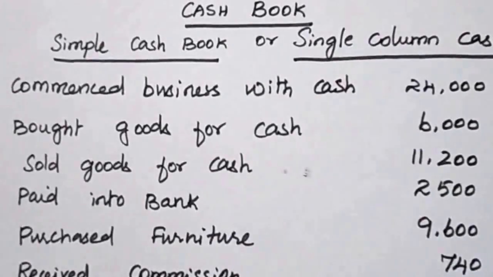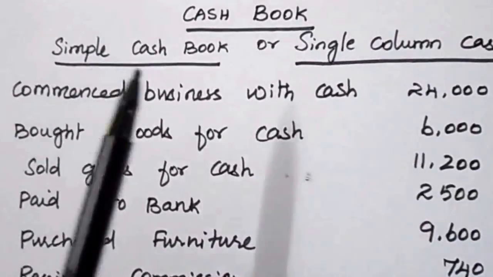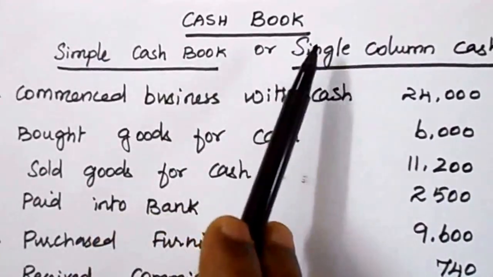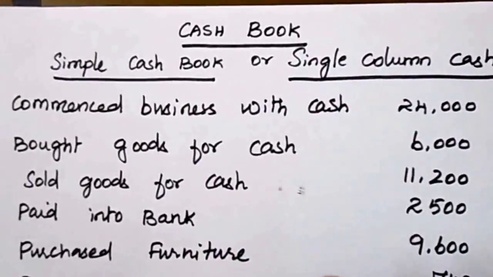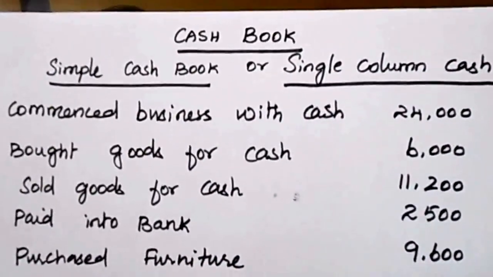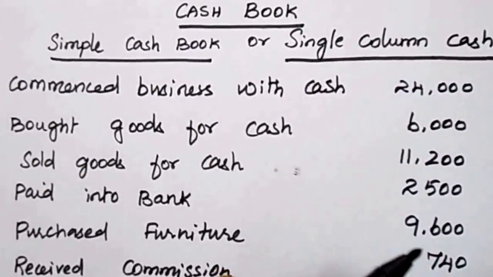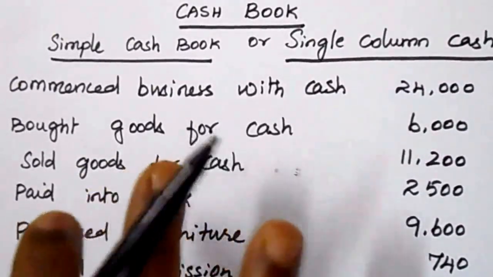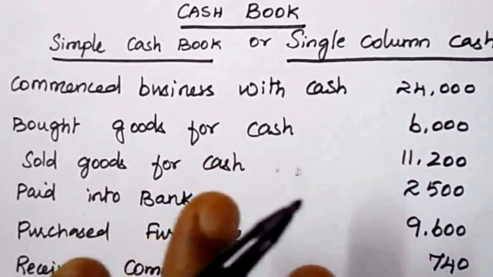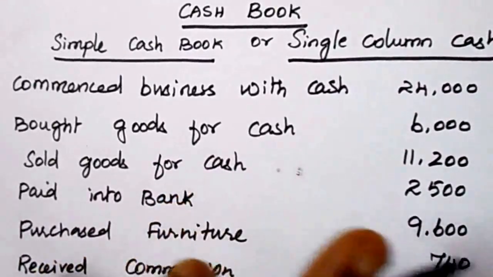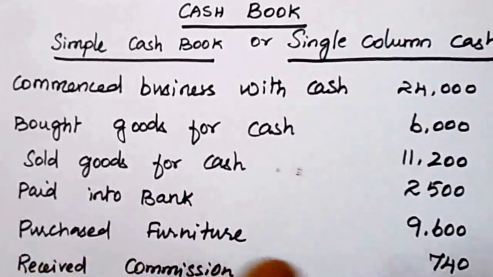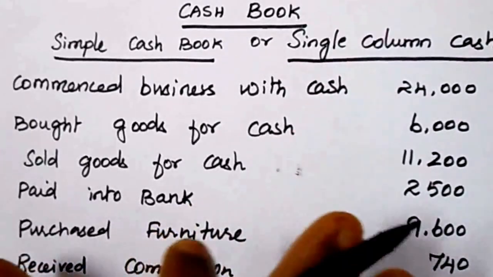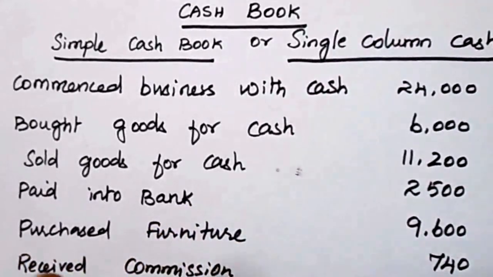Hi, today I am going to explain cash book. Generally cash book has three different types. First one is single column cash book, second one double column cash book, and third one triple column cash book. Cash book is very important, which is required to record all the cash transactions. Every business organization prepares the cash book in order to know their cash position.